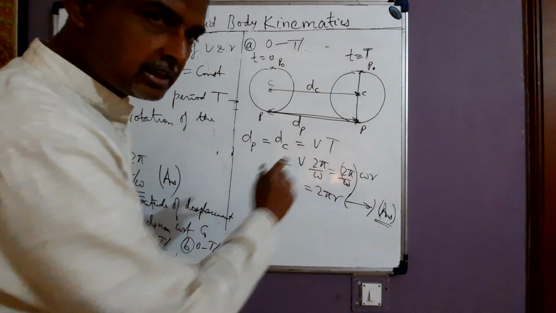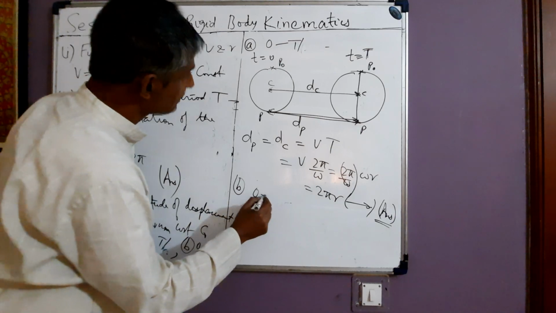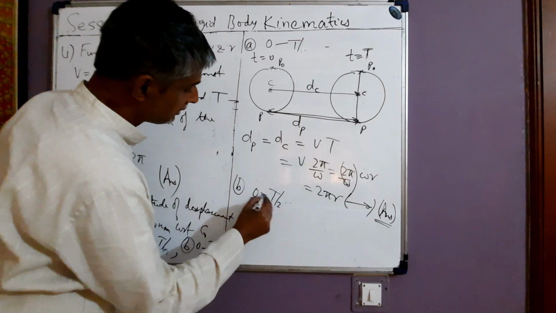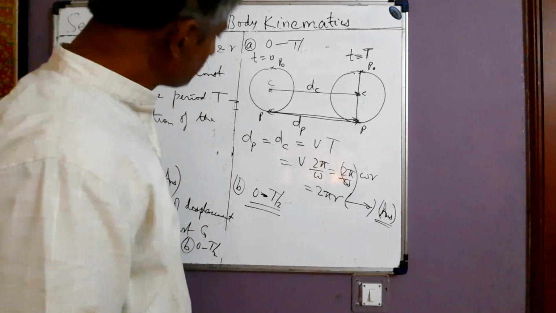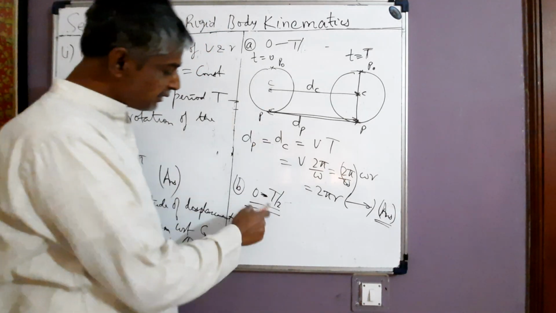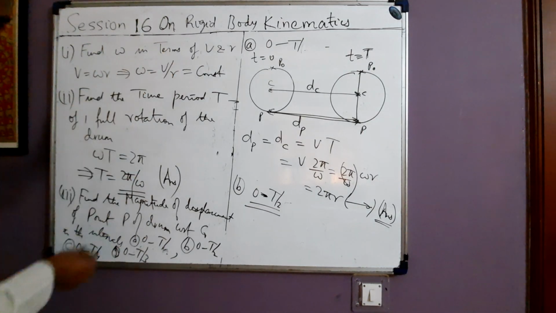Okay, fine. One answer has been given. Now we have to find the displacement of point P with respect to ground in the time interval 0 to T by 2. In the time interval 0 to T by 2, we have to find the displacement of point P with respect to ground.